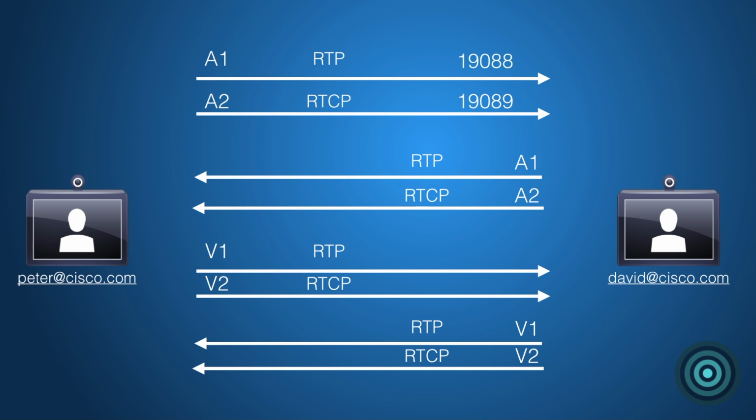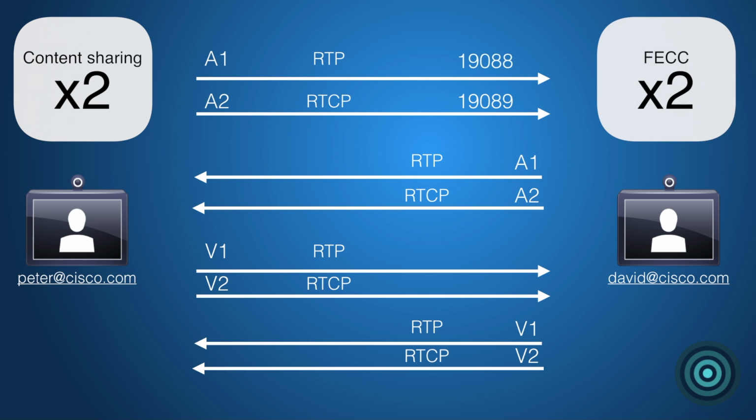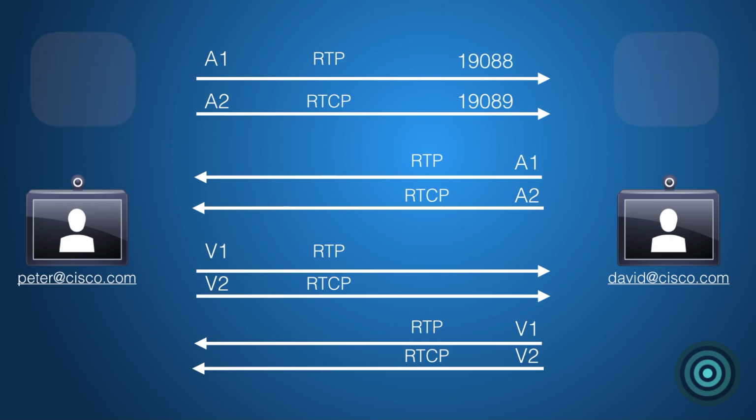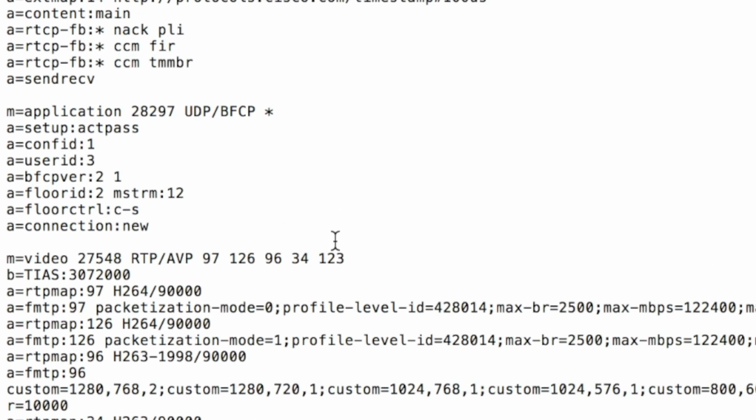Now something else you have to consider is, do these endpoints have content sharing? If you support content sharing, that's an additional two ports in each direction. There's also far-end camera control, that's two more ports. So let's take a look at that. Let's scroll down to m=application 28297. So a couple of things to notice here.